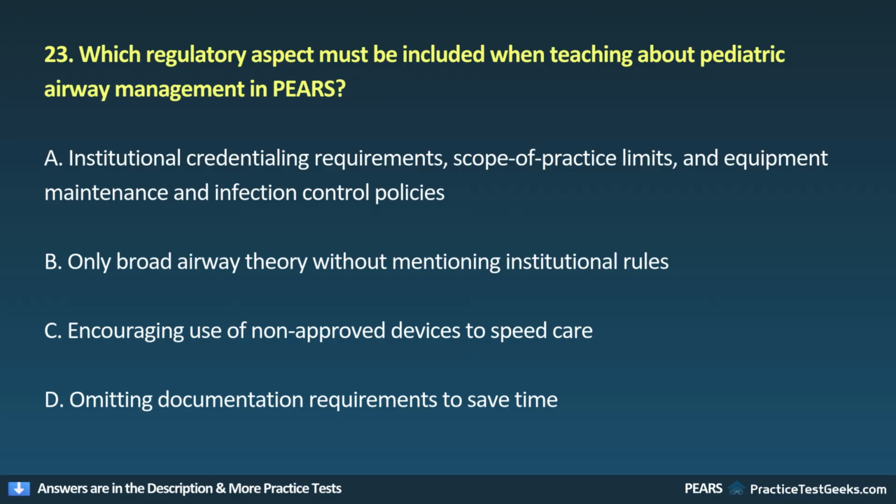23. Which regulatory aspect must be included when teaching about pediatric airway management in PEARS? A. Institutional credentialing requirements, scope of practice limits, and equipment maintenance and infection control policies. B. Only broad airway theory, without mentioning institutional rules. C. Encouraging use of non-approved devices to speed care, omitting documentation requirements to save time.